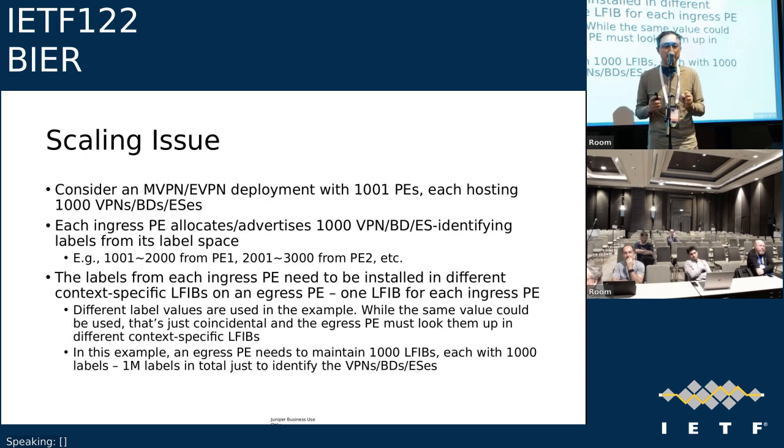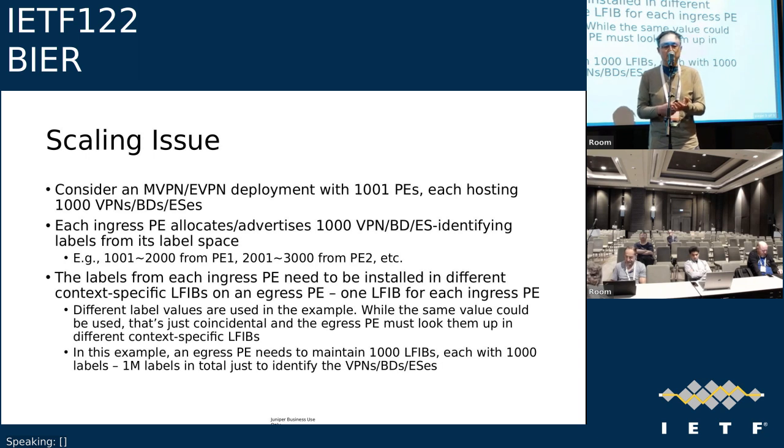Consider that you have an MVPN or EVPN deployment that has 1,001 PEs, and each PE has 1,000 VPNs or broadcast domains or Ethernet segments. Each ingress PE will need to allocate 1,000 labels to identify those VPNs or broadcast domains. For example, PE1 allocates labels 1001 through 2000.